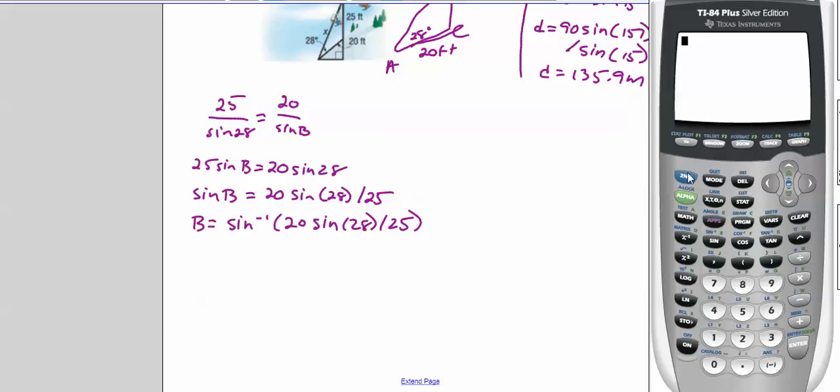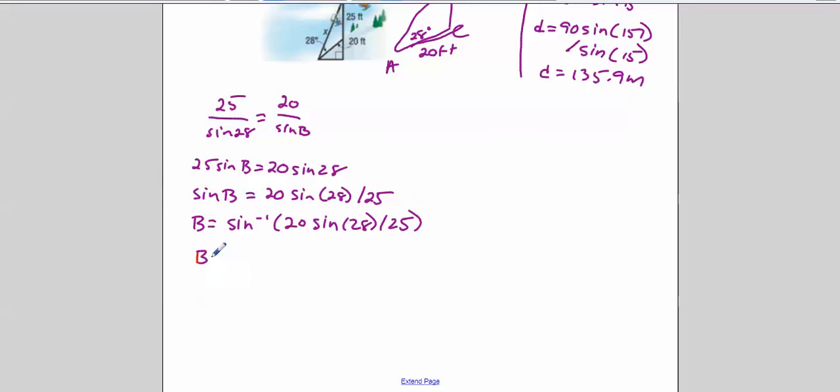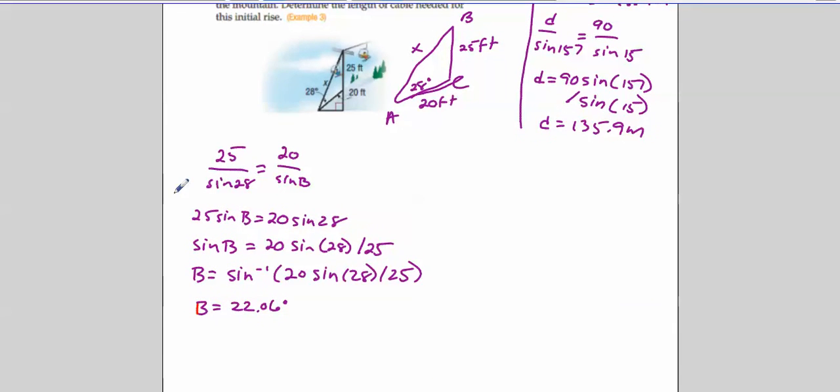We need an inverse sine of 20 sine 28, close those parentheses, divided by 25, and close parentheses again. Okay, and we get 22.06 degrees. So B equals 22.06 degrees. And let's look at that up here. Alright, so then to find angle C, we're going to subtract from 180.